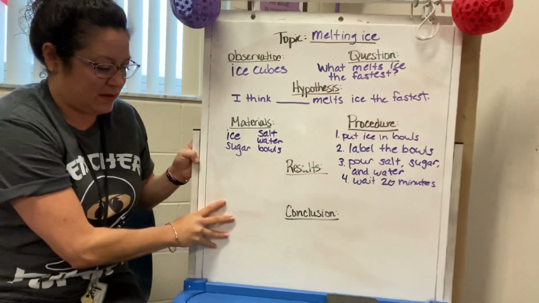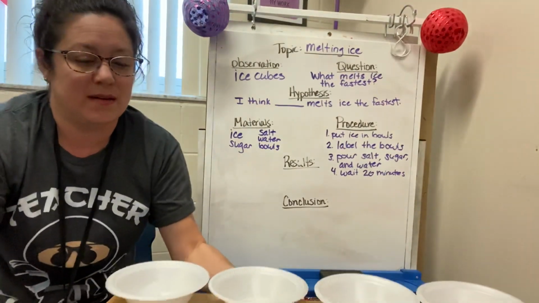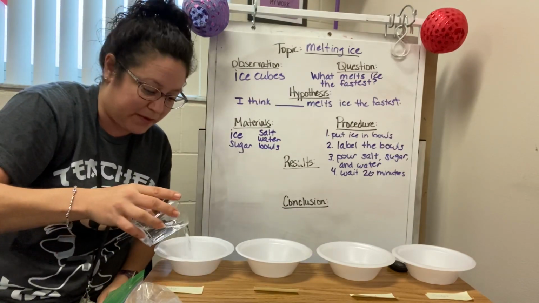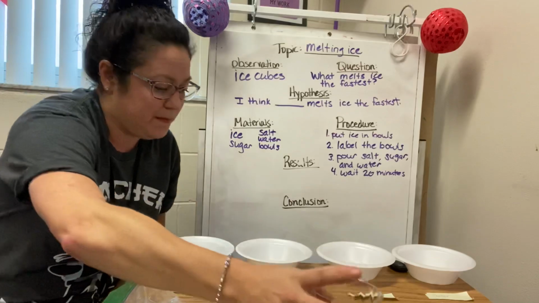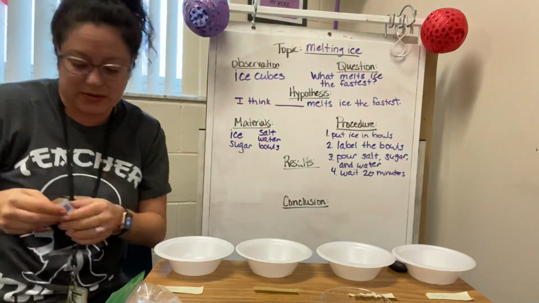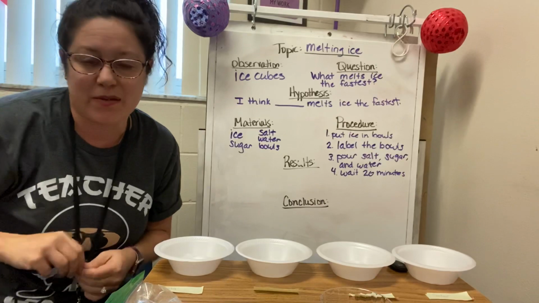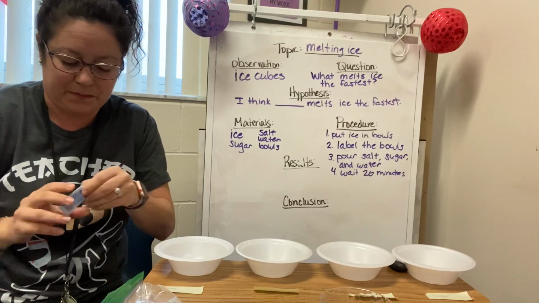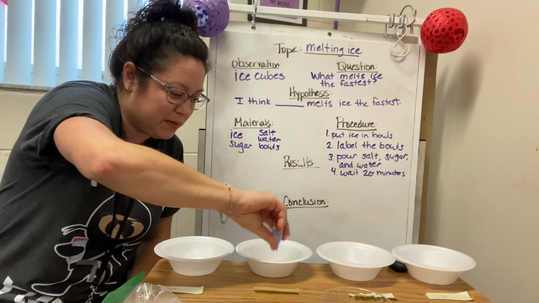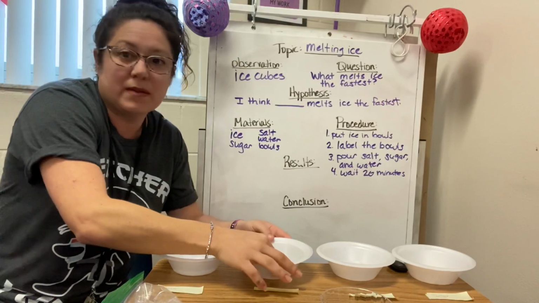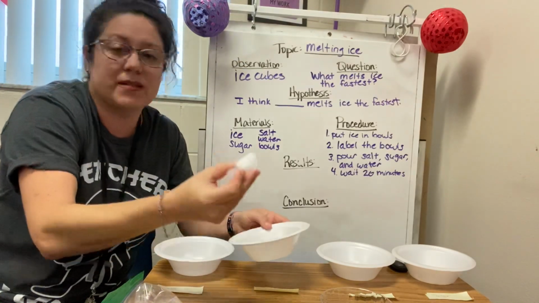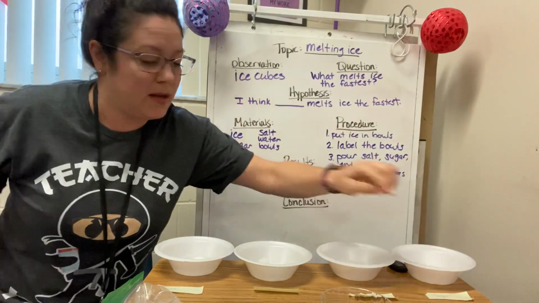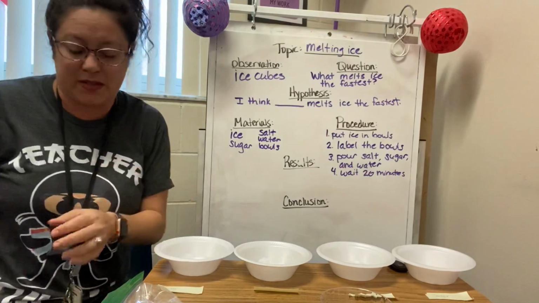Okay? So let me go ahead and pour. Okay, so this one gets water, so I'm going to pour some water over it. Okay. This one gets salt, and you can do it in any order. It doesn't matter the order. So I'm going to pour salt right over the ice cube. Okay, it's covered with salt. This one gets nothing, so I'm just going to leave it alone. And the last one I'm getting sugar, so I'm going to pour sugar over the top of it.